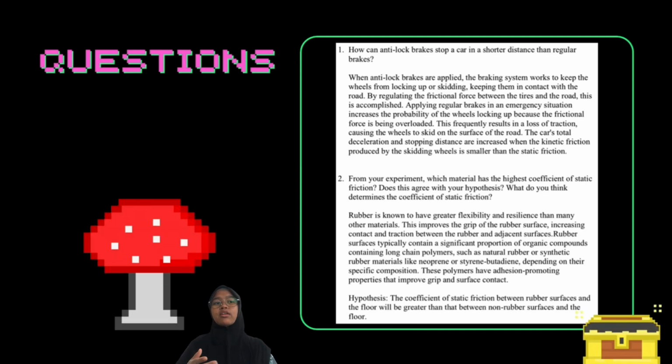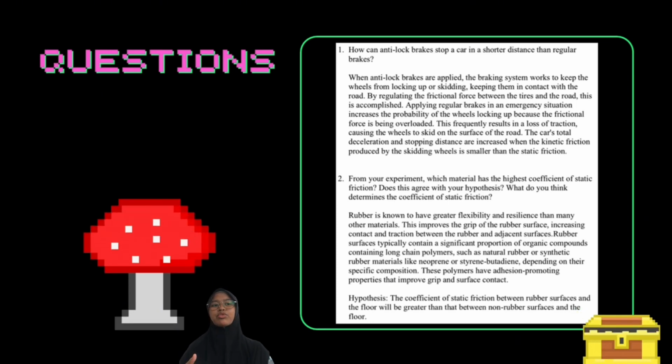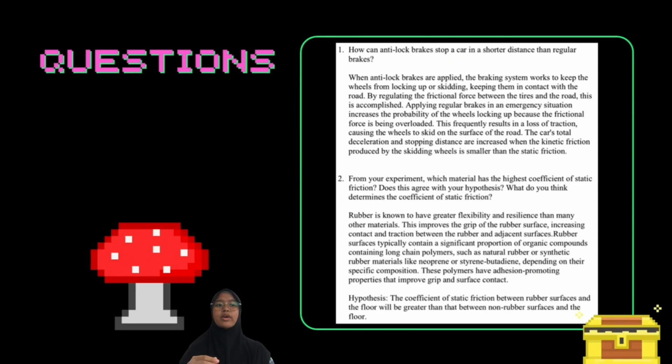Does this agree with your hypothesis? Do you think this determines the coefficient of static friction? So to answer these questions, we know that rubber is known to have greater flexibility and resilience than many other materials. This improves the grip of the rubber surface, increasing contact and traction between the rubber and the adjacent surface.